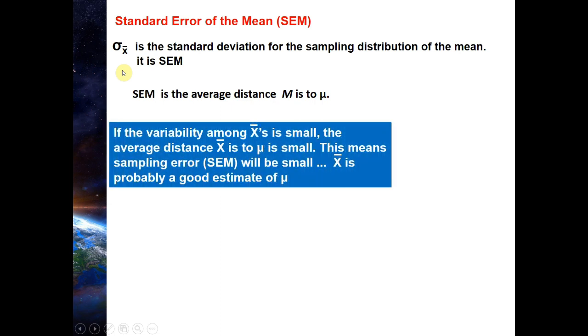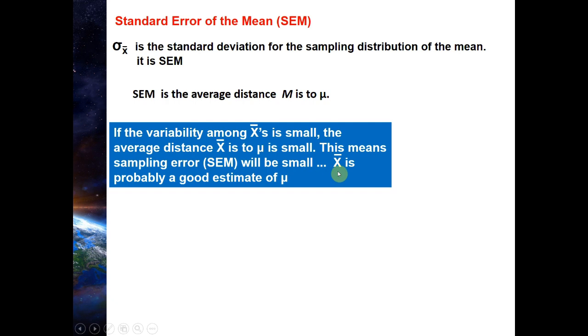So if the variability of the x bars is small, in other words, they're all clustered together. They're all kind of saying the same thing. They're all around the same value. This means the average distance, x bar to mu, is small. On average, the sample mean will be close to the population mean. This means that your SEM will be small. Your measurement of sampling error will be small.